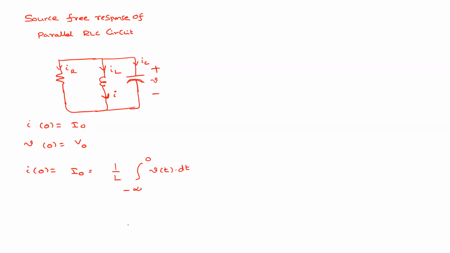We need to formulate the second order differential equation. Earlier we applied KVL, so now we need to apply KCL. Let us assume that this node voltage is V. If we assume that this is ground, the same voltage appears across all elements. Agree? So now KCL at the node with voltage V.